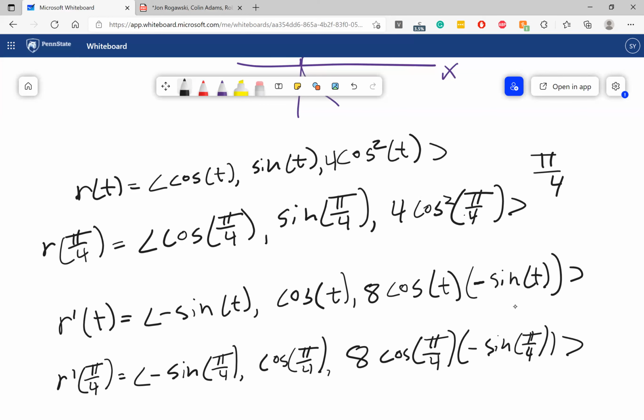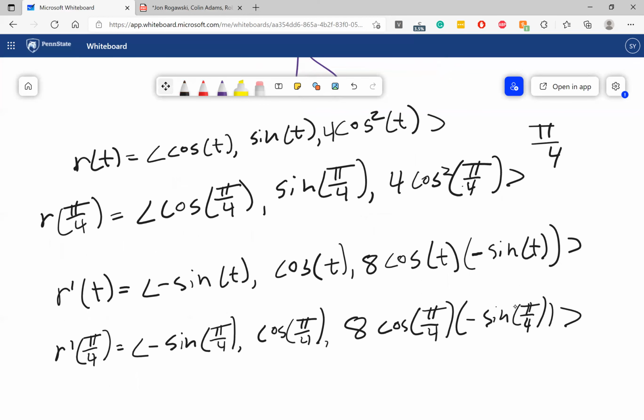And then you, again, just put these things together. So your line is going to be whatever you got for r of pi over 4 plus t times r prime of pi over 4. Any questions?